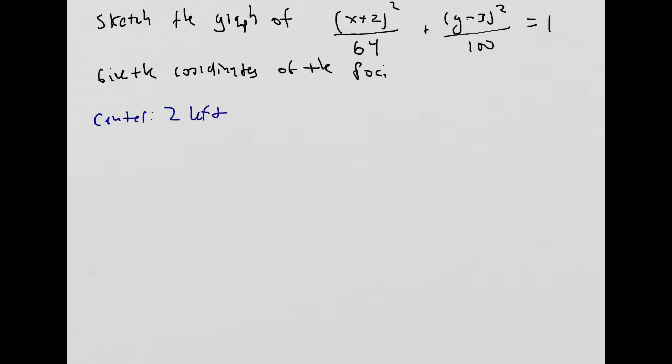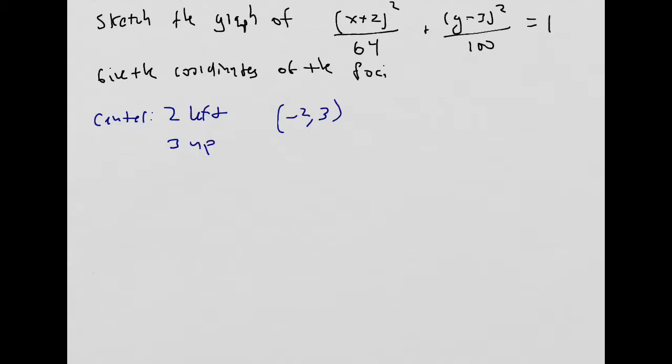And similarly, when we look at the y term, it's (y − 3) squared, so that tells us this is going to shift 3 units up. So the center should be at (−2, 3): 2 units to the left and 3 units up. Next we can find the values of a and b.